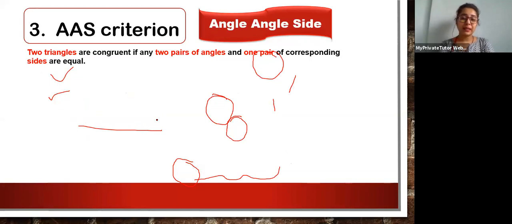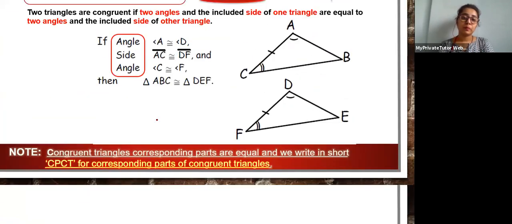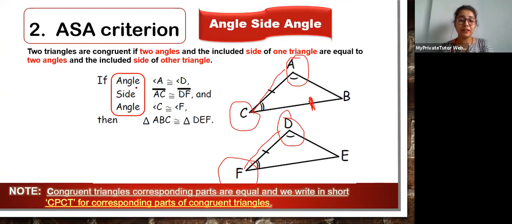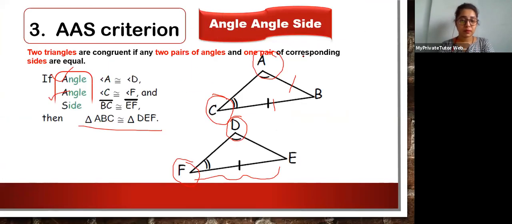In the previous criterion, I clearly mentioned that the side should be in between the two angles, correct? So that side was in between those two angles. In this criterion, the side should not be in between the two angles. That's the difference between the previous one and this one. So if the side is not between the angles, other than the included part, then also by AAS the triangles are congruent.